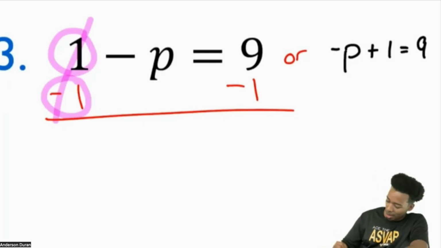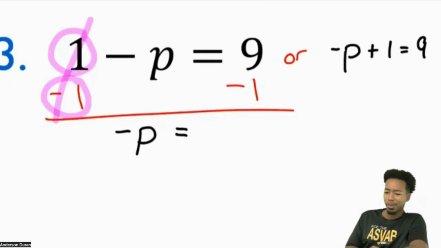And so what we have now is negative p, 9 minus 1. I'm so bad at math, everybody. What is that again? Appreciate that. So negative p equals 8.